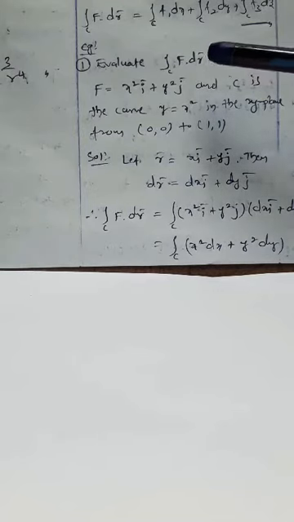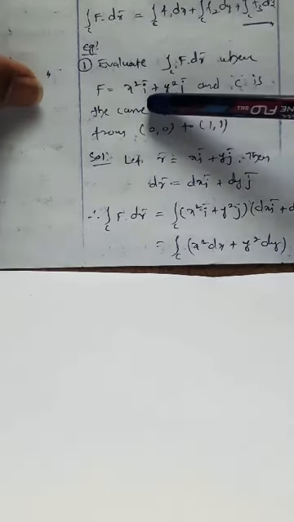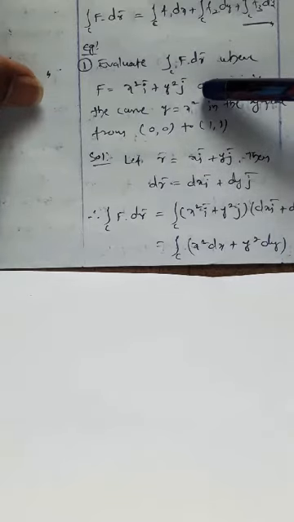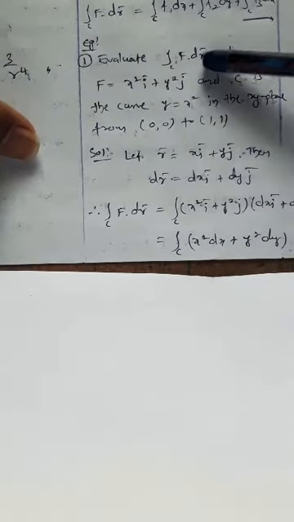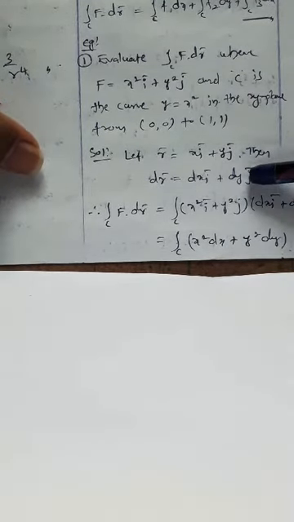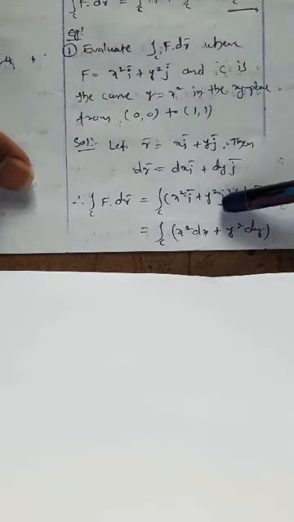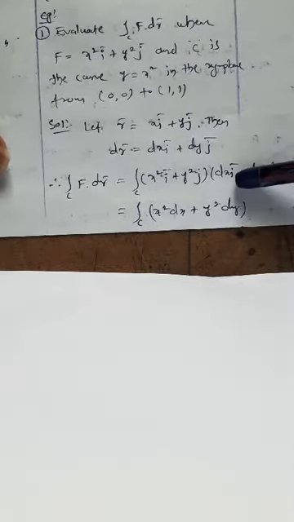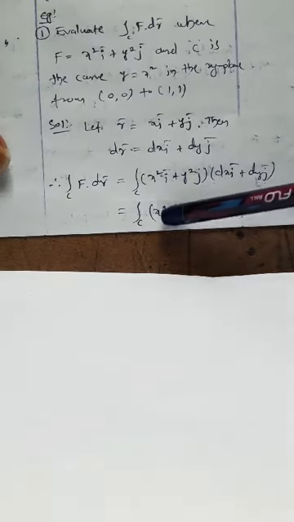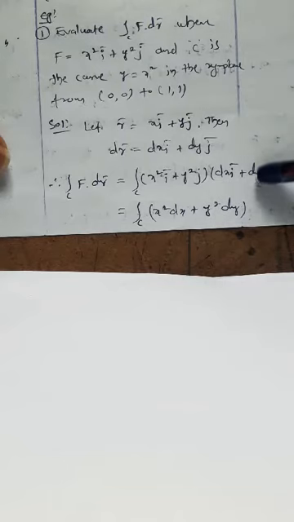First of all, we know that r = x i + y j + z k, but here we don't have z k because F is x² i + y² j. There is no k, so we take the r vector as x i + y j. dr = dx i + dy j. Now let me do the curve integral F·dr. F is x² i + y² j and dr is dx i + dy j. With respect to i we multiply x² dx, plus with respect to j we multiply y² dy.